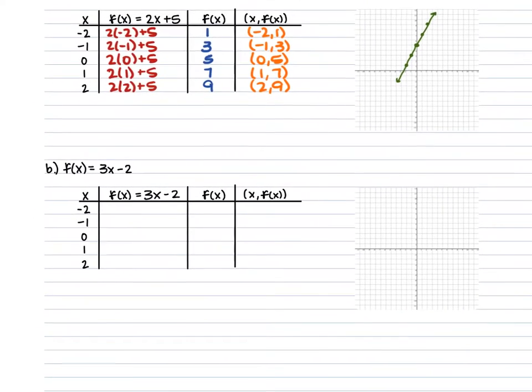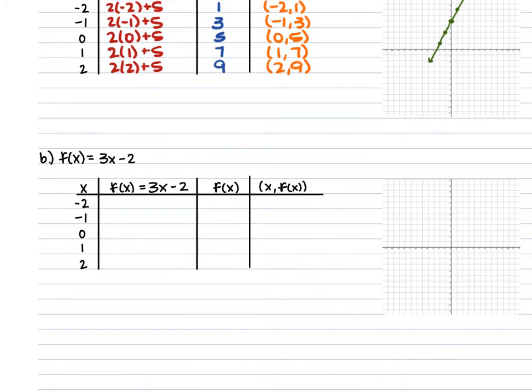For example B, we have f of x is equal to 3x minus 2, and given x values of negative 2, negative 1, 0, 1, and 2. So again, we're just going to substitute these in and simplify. So we're going to have, for the negative 2, 3 times negative 2 minus 2. For the negative 1, 3 times negative 1 minus 2. For the 0, 3 times 0 minus 2. For the 1, 3 times 1 minus 2. For the 2, 3 times 2 minus 2.